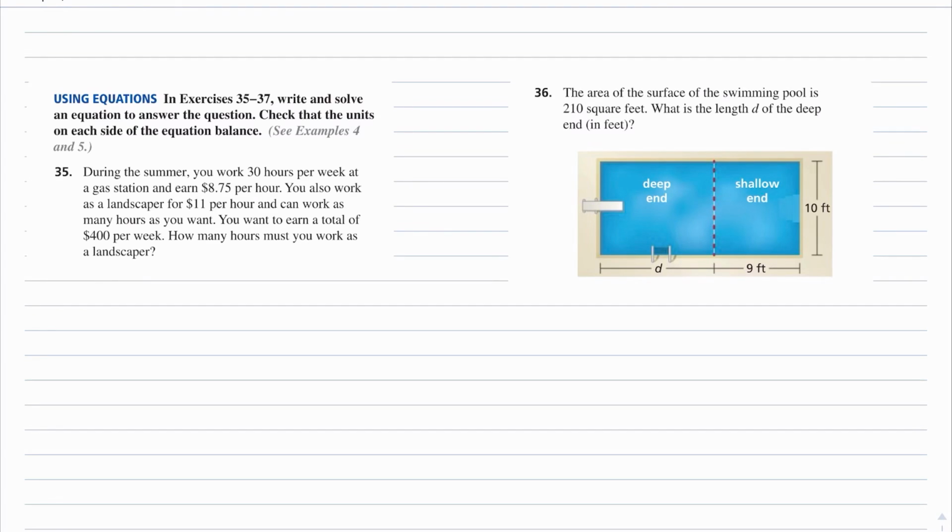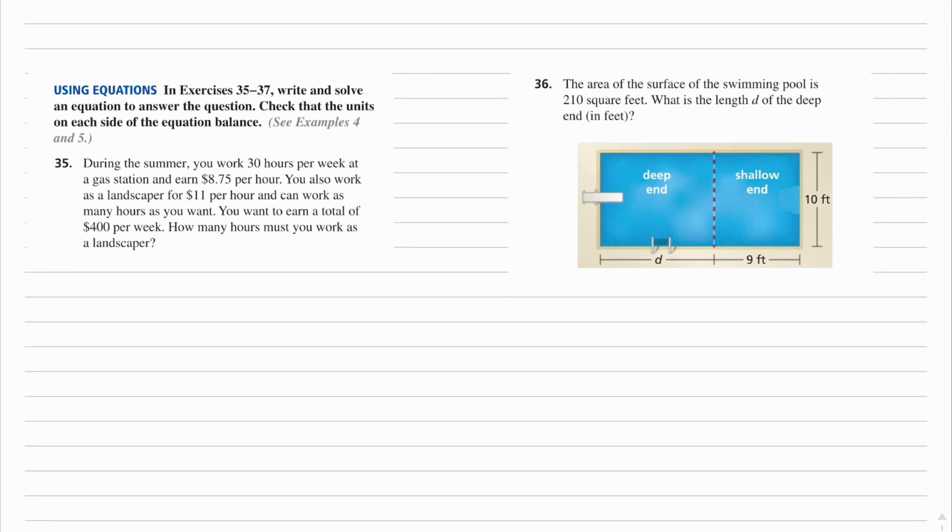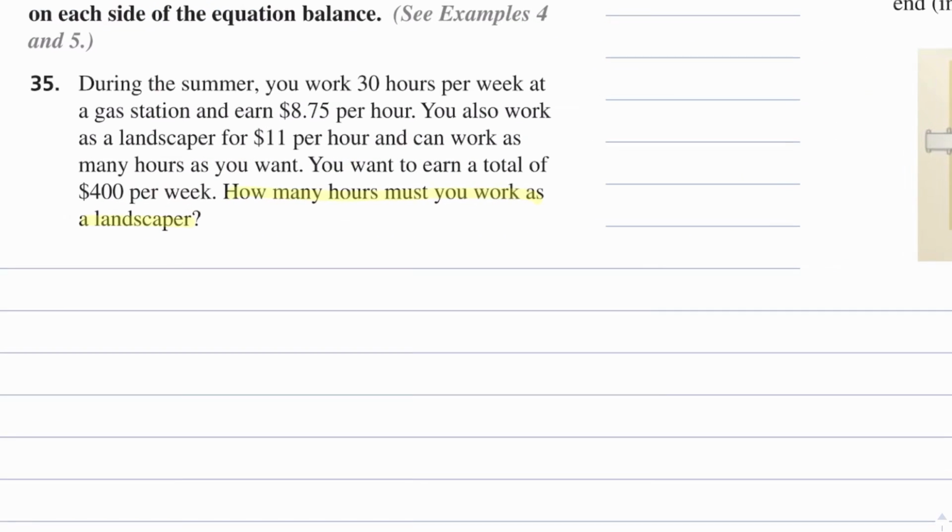It says we work 30 hours per week at a gas station and we earn $8.75. But we can also work as a landscaper and we earn $11 per hour, and we can work as many hours as we want, whereas at the gas station we're only working 30. And our goal is to make $400 per week. And then there's this question at the end: how many hours must we work as a landscaper?